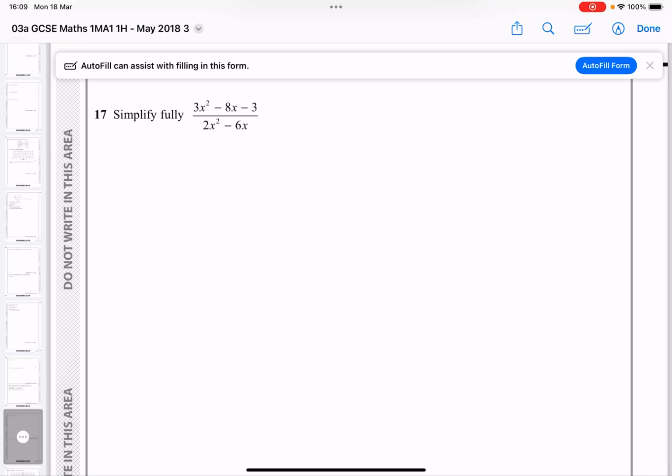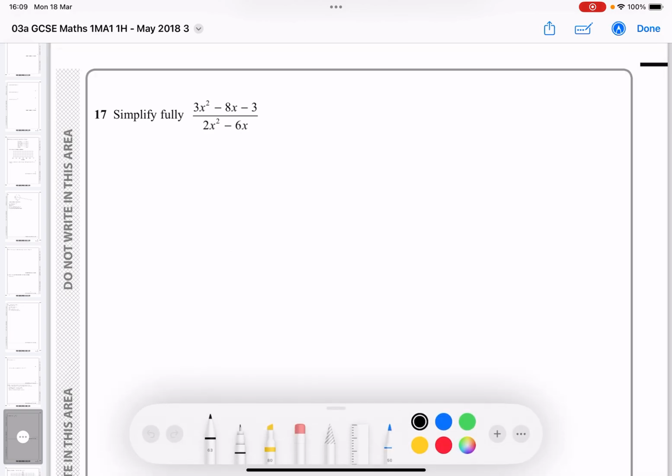Hello. Right, what we've got here is a "simplify fully" algebraic fraction. As soon as I look at this, I'm thinking factorising. So I'm going to look at each part individually. First of all, probably the most difficult bit is the 3x squared minus 8x take 3.